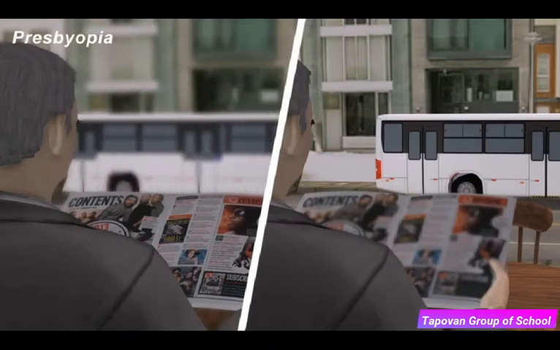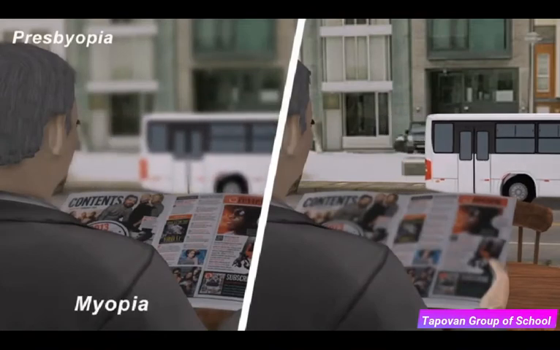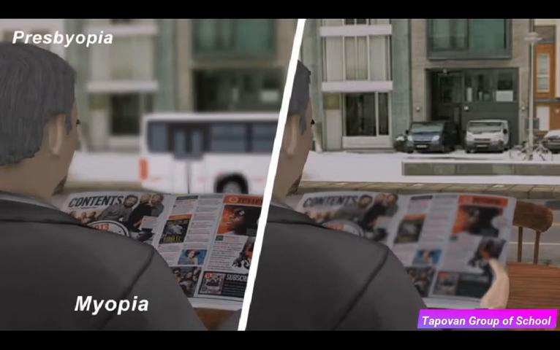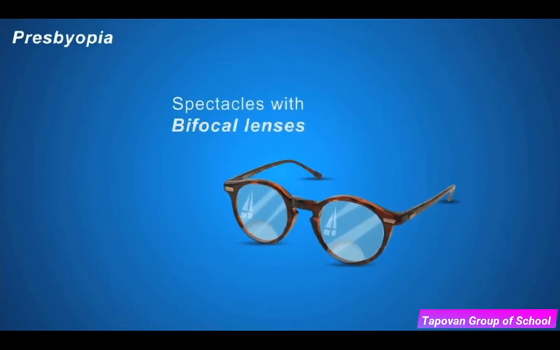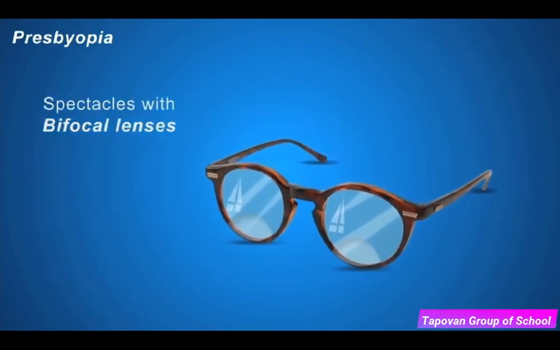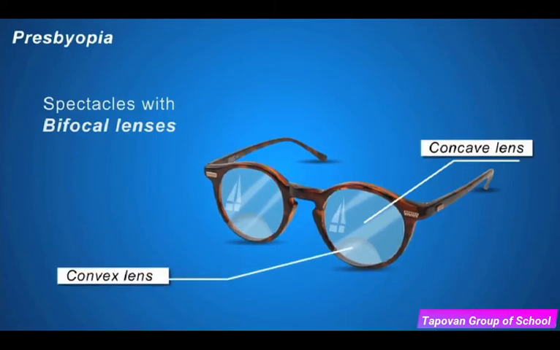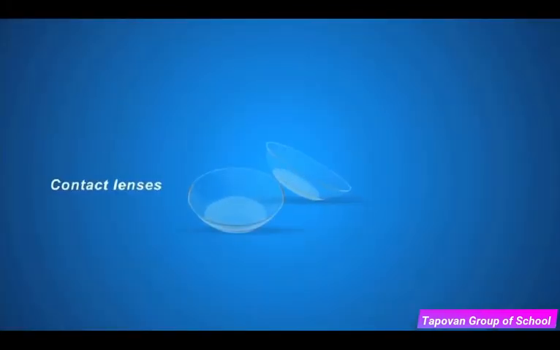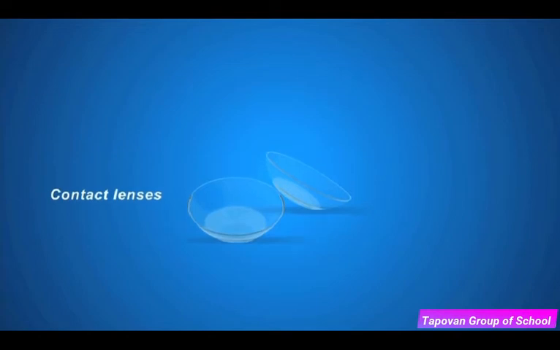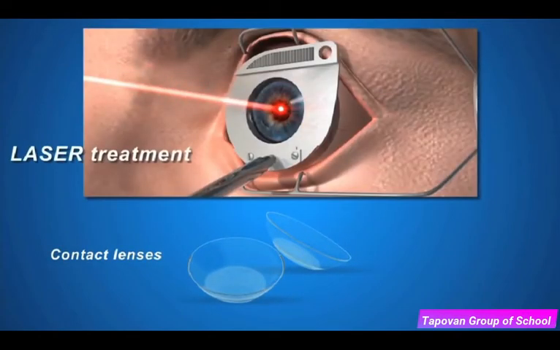Sometimes in this case, a person may suffer from both myopia, nearsightedness, and hypermetropia, farsightedness. Such people require bifocal lenses. A bifocal lens consists of both concave and convex lenses. The upper portion consists of a concave lens which facilitates distant vision. The lower part is a convex lens which facilitates near vision. These days, it is possible to correct the defects of vision with contact lenses or through laser surgeries.